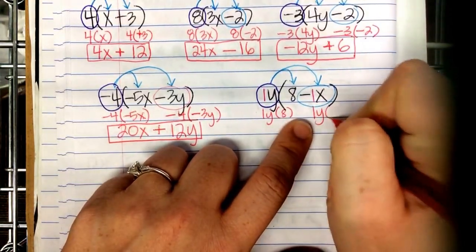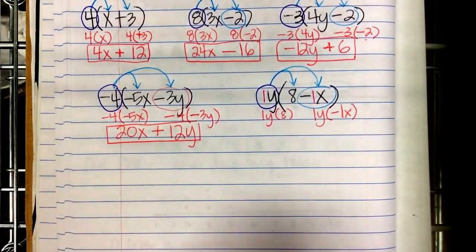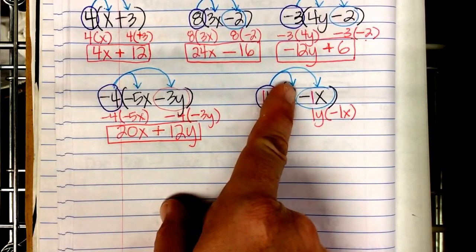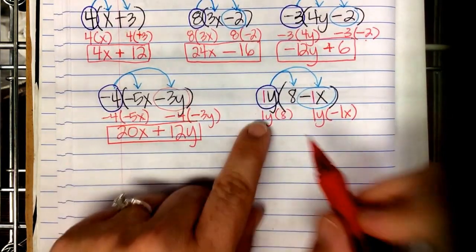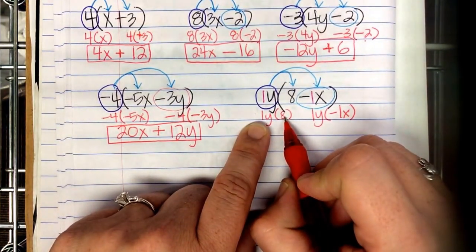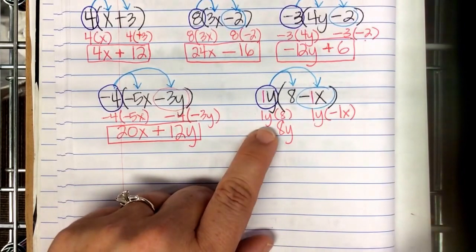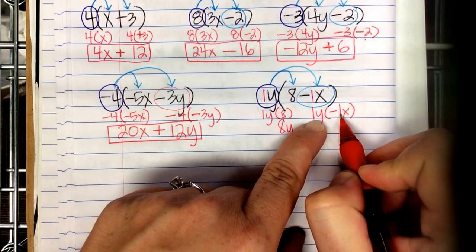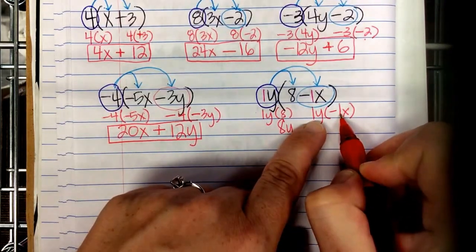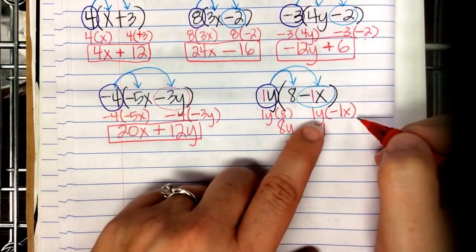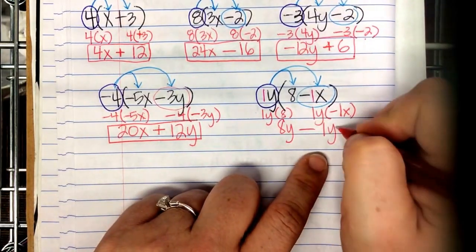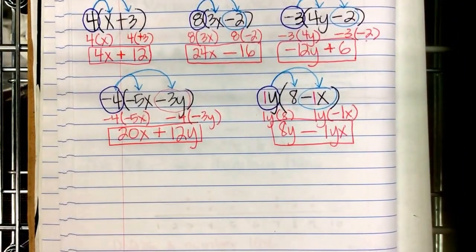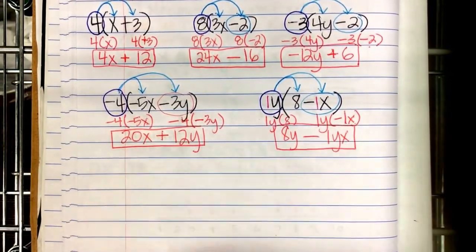And 1y minus negative 1x. Do not forget, when you cover up the 8, because I already used it, I'm left with negative 1x. What's 1 times 8? Bring the y along. What's 1 times negative 1? Negative 1yx, because there's a y here and an x here, so they both come down.